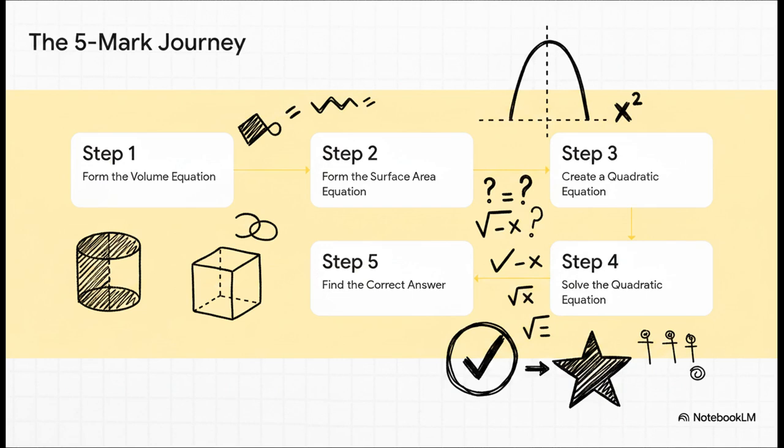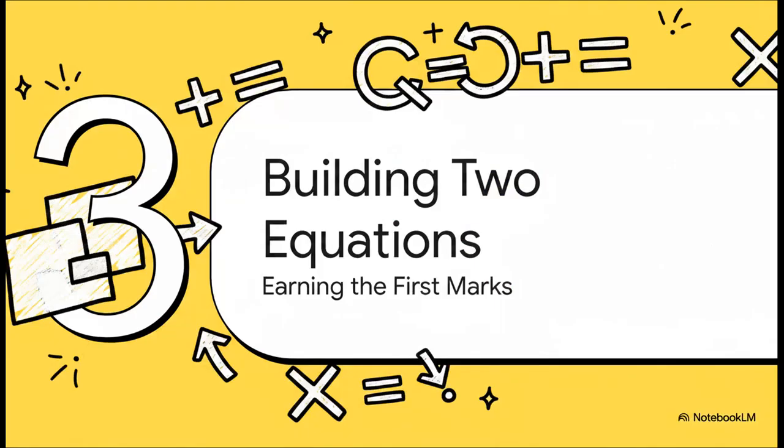We start by making an equation for the volume. That's mark 1. Then, we make one for the surface area, mark 2. Then, we get clever and combine them to create a quadratic equation. That's 3. We solve it for mark 4. And finally, we pick the right answer for the 5th and final mark. Let's do it.